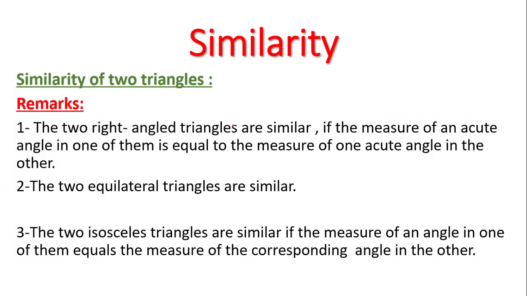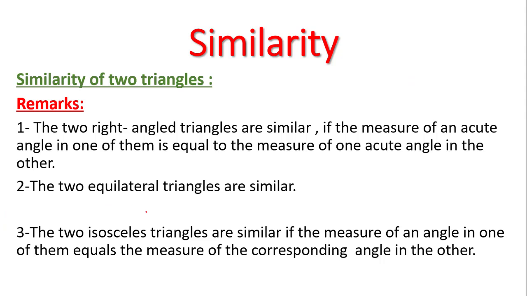Also, two right angle triangles are similar if the measure of an acute angle of one of them equals the measure of an acute angle in the other. Because here we have, for example, a right angle triangle, so one of the angles is 90 degrees. If a second angle, one of the two acute angles, equals the corresponding one, then the third angle will be equal, because the summation should be 180.